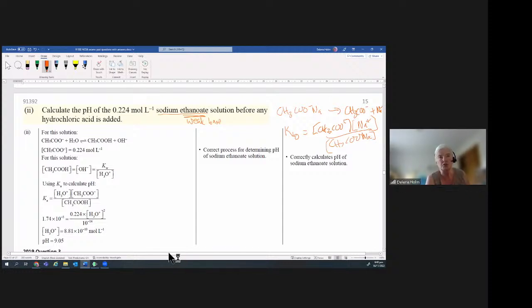I'm doing a Kb, okay, because I've seen it's a base, but does this Kb expression have any OH minus in it? And hopefully you can see it doesn't, because I have put Na plus in there. If you've got any cation in, like a sodium cation or potassium cation or calcium cation, you've made a mistake. Okay, they do not appear in your Ka or Kb equations.